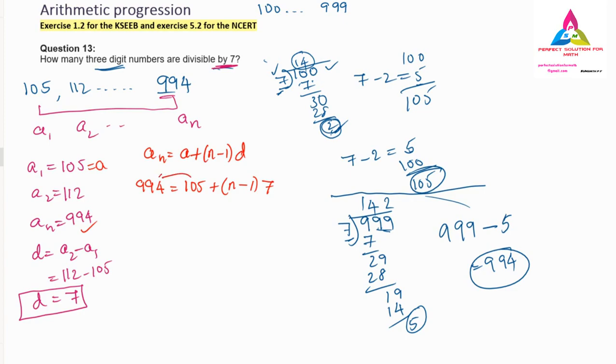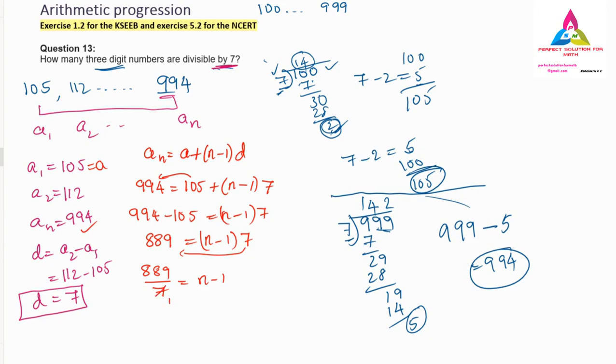Now we have to shift this 105 to the other side. So 994 minus 105 is equal to n minus 1 into 7. What is 994 minus 105? It is 889, which is equal to n minus 1 into 7. What is the next thing we have to do? We have to shift this 7 to the other side. It becomes 889 divided by 7, which is equal to n minus 1.